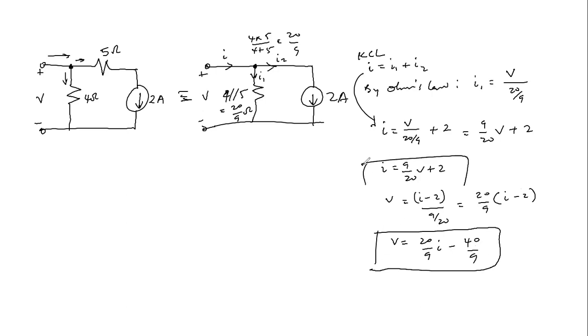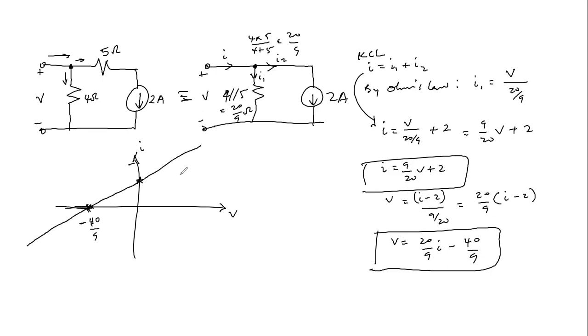So these are the two equations. So we'll plot our IV characteristic. Means that the I-axis has an intercept at point 2. Let's say this is 2. That's positive 2. Right, positive 2. While the V axis has an intercept, say, at negative 40 over 9. Okay, so we have a straight line going this way, and then the slope is the same as 9 over 20.